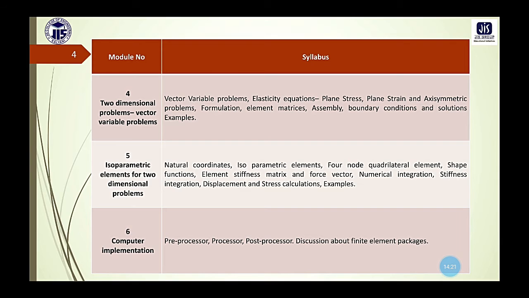Okay, and our last module is the computer implementation. Here the syllabus covers the pre-processor, processor, then post-processor, and a discussion about finite element packages. So this last module basically deals with simulation using the ANSYS software.